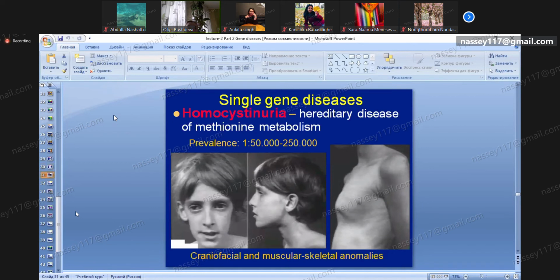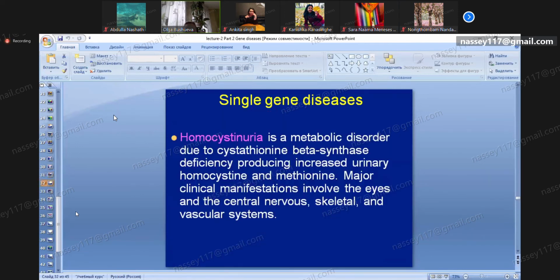So homocystinuria is another disorder of metabolism. This is a hereditary disease associated with abnormal metabolism of methionine. The prevalence of this disease is 1 in 50,000 to 250,000. This syndrome is associated with different craniofacial and musculoskeletal abnormalities.